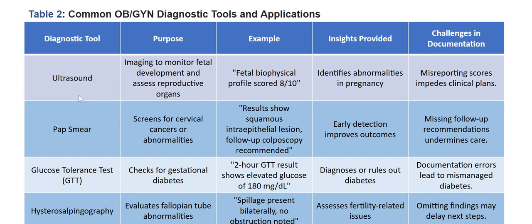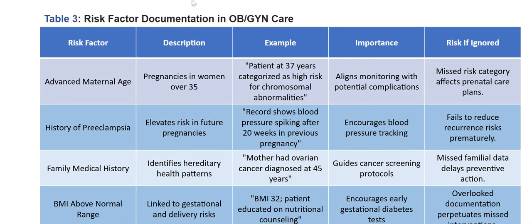Diagnostic tools: ultrasound, pap smear, glucose tolerance test (GTT), hysterosalpingography, amniocentesis. Table on risk factor documentation in OB/GYN care: risk factors, description, example, importance, risk if ignored. Risk factors: advanced maternal age, history of preeclampsia, family medical history, BMI above normal range, recurrent miscarriages.